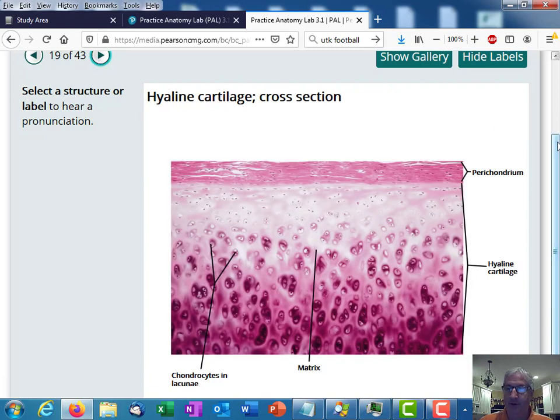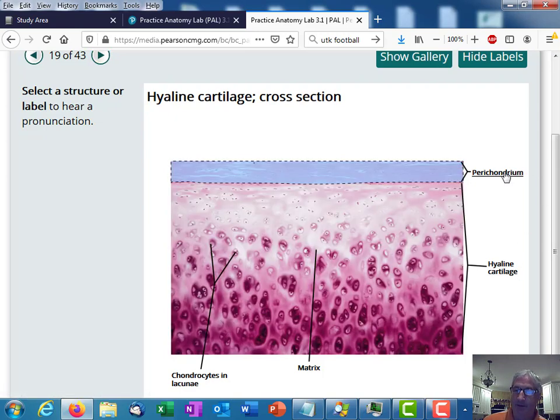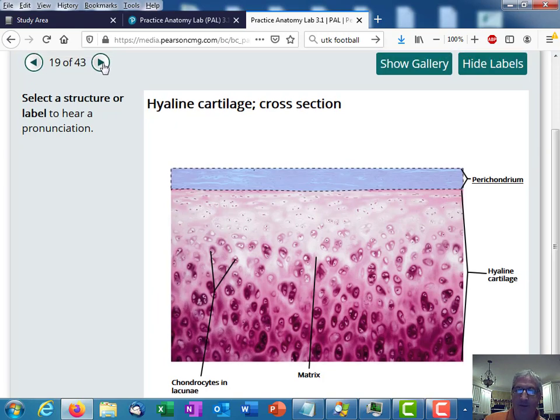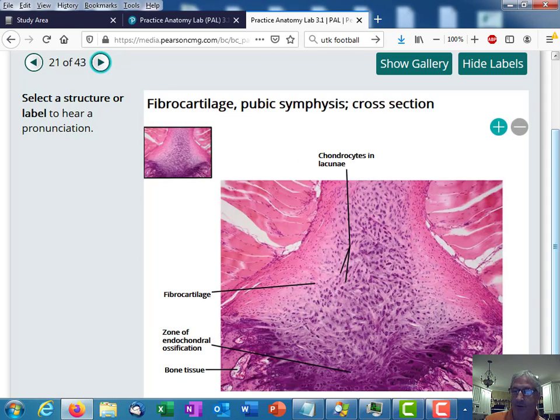And there's another stain. Instead of a bluish stain, this is more of a reddish stain. So we have hyaline cartilage once again here, and then the perichondrium, which is the connective tissue around the outside along the edge of the hyaline cartilage. And then here's a higher magnification view of hyaline cartilage. So this is the cartilage that's found on the ends of bones where they articulate, where they come together.